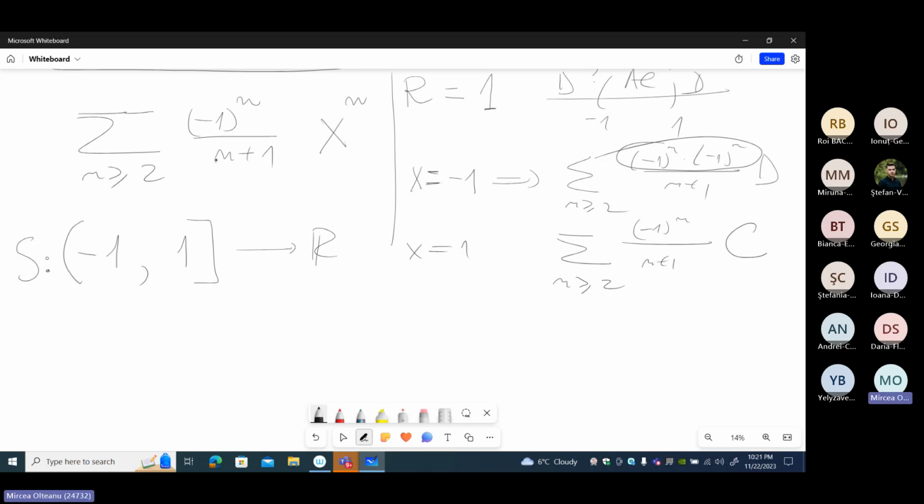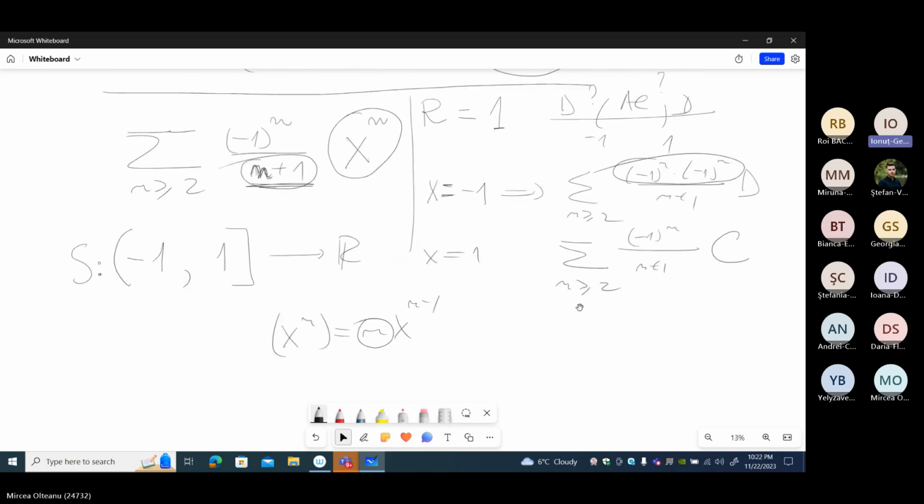Well, here it's clear that it was an integration sum. We need to differentiate this because we need to simplify n plus 1 from here. But if we differentiate it like this, the derivative of x^n will be n times x^(n-1), and this n will not simplify with n plus 1 from below. What can we do? We can multiply and divide by x.